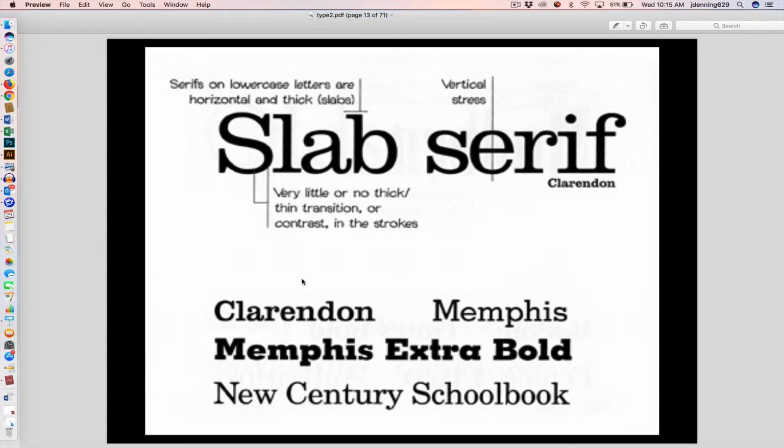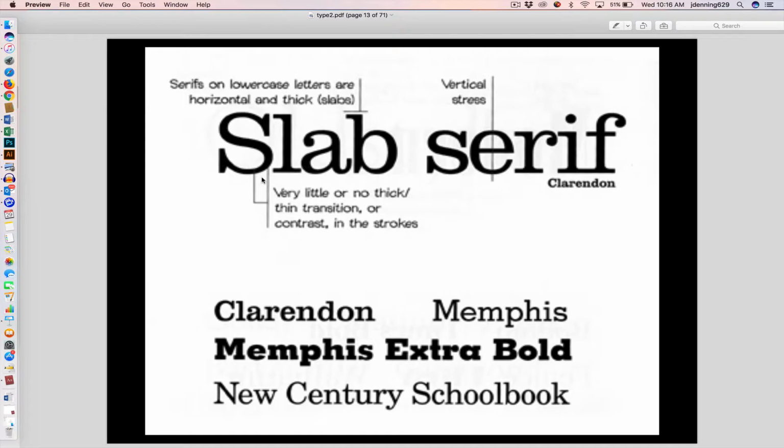Then you have slab serif. Slab serif, Clarendon, Memphis, Memphis Extra Bold, New Century School Book, all fonts in this family. There are serifs on lowercase letters here. They're horizontal and thick, so they're much thicker than when we were looking at the modern family. And there's not very much thick-thin transition.